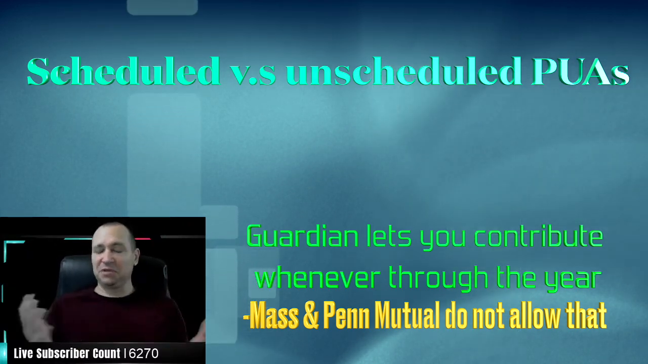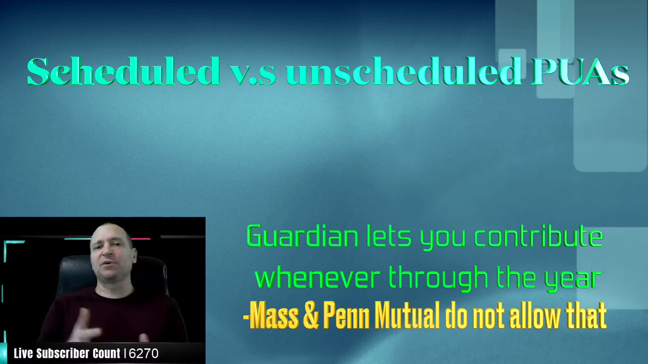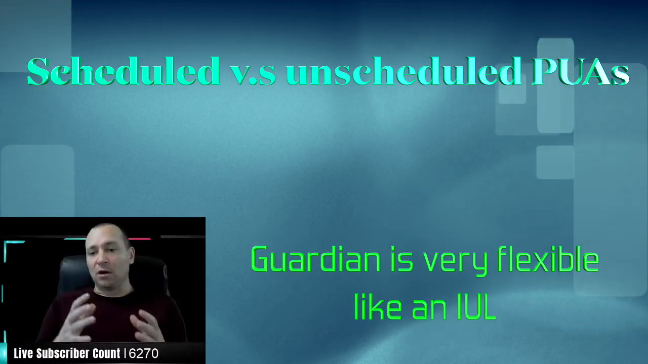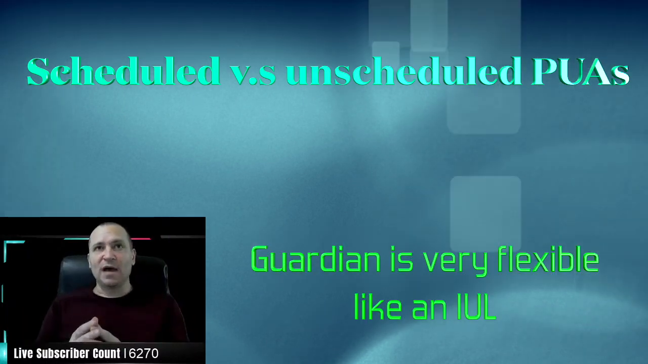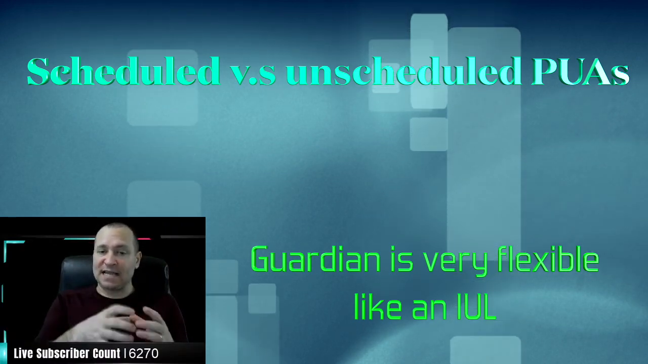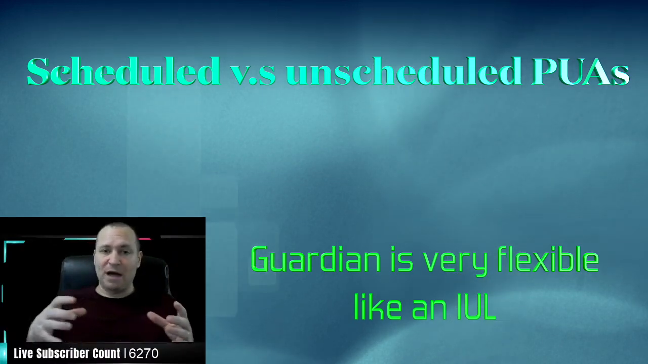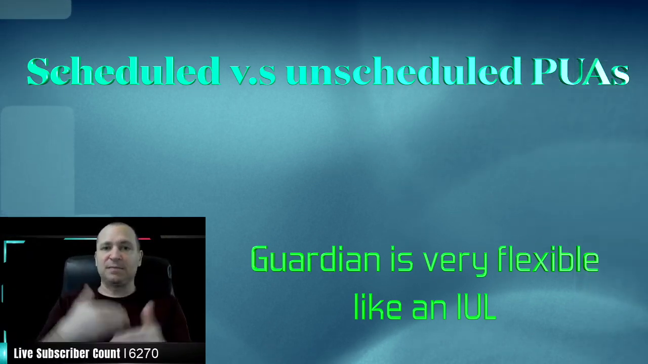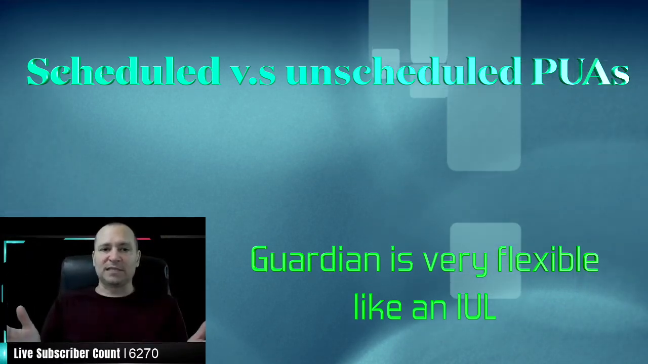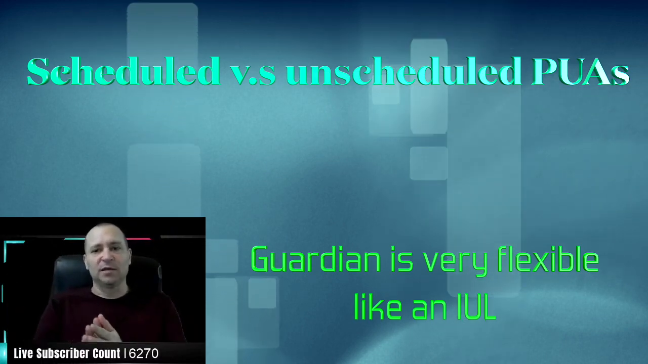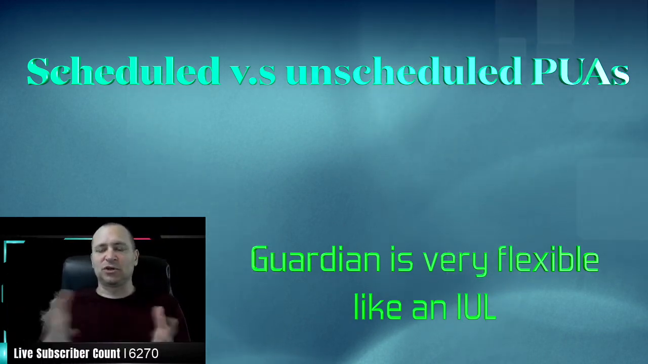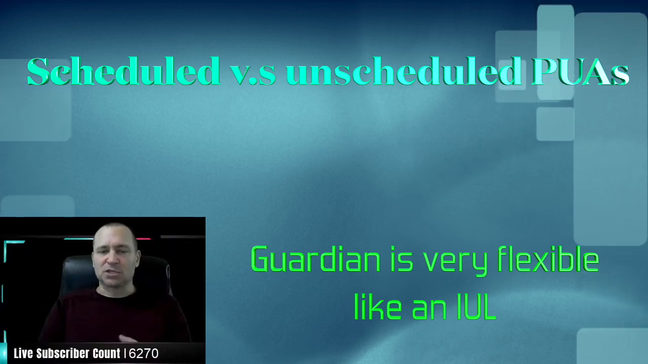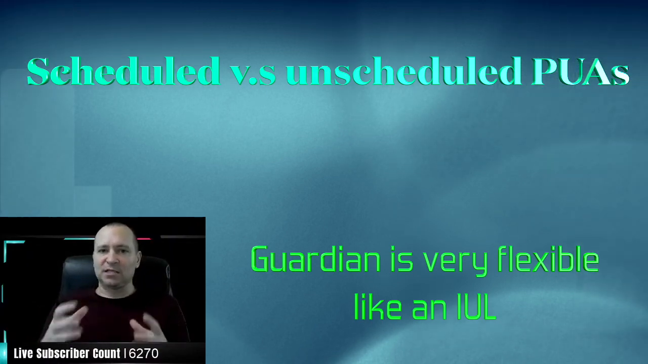Guardian, they're really flexible. They basically have the flexibility of an IUL. Your IULs, you have the flexibility to contribute on a set schedule of whatever amount you want to be tied to, and you can dump in up to the MEC limit whenever you want throughout the rest of the year. Same thing with Guardian. So we can do those things with certain carriers that we can't with others. So that's the difference between scheduled and unscheduled.